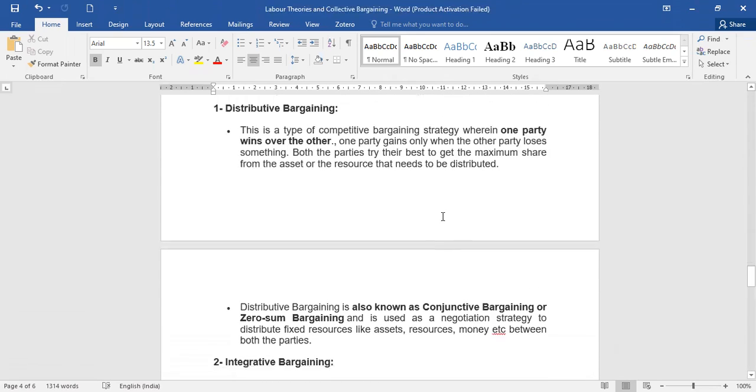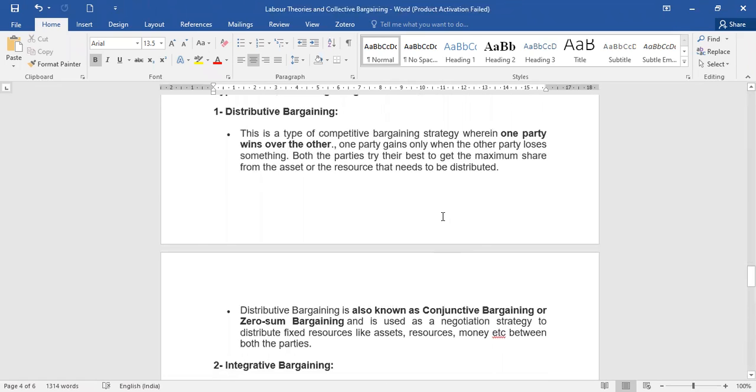The first one we have is distributive bargaining. In this type of bargaining, the strategy is that one party wins over the other. One party gains only when the other party loses, so it is a win-lose situation. Both parties try their level best to come up with a negotiation, but here it is only possible with one winning and the other losing. It is also called conflictive bargaining or zero-sum bargaining. Such a negotiation strategy is to distribute fixed resources, like assets or money, between the parties.